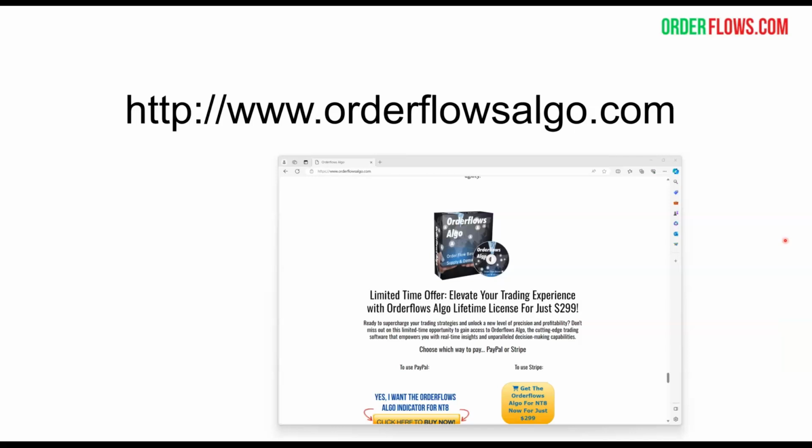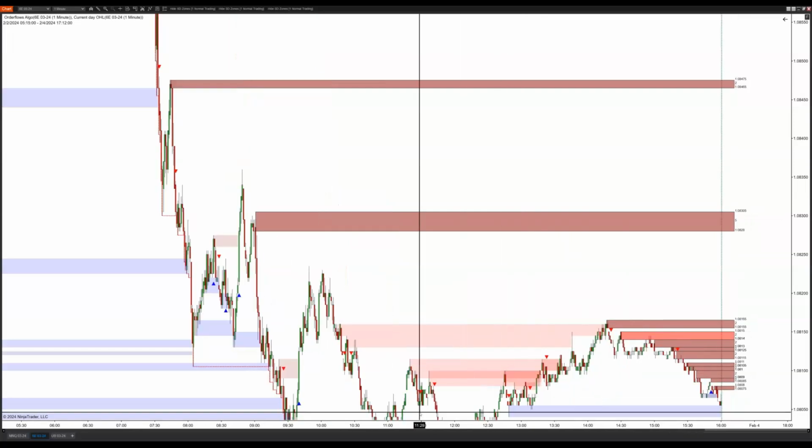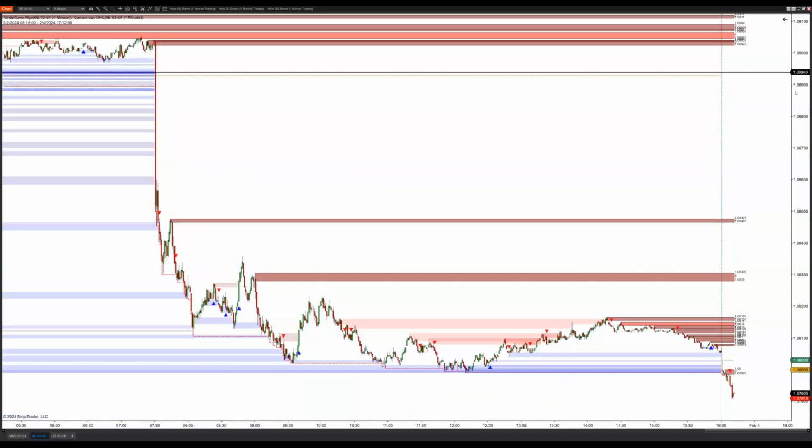Let me see here. So, does the zone box initiate only when the arrow appears? Yes. So the zone box only initiates. Sorry, let me go back to the chart here. Okay, so you can see there are signals here. Let me make this bigger.